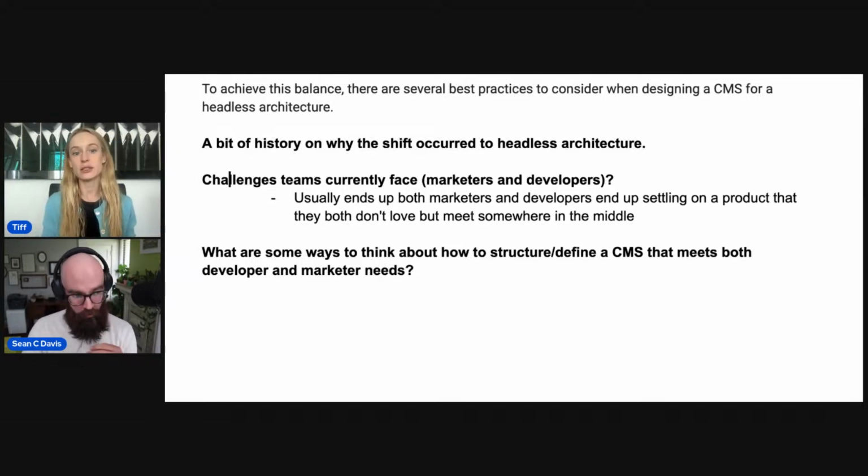Then next is the challenges teams currently face, teams meaning marketers and developers. And then I would like to go into some ways to think about how to structure and define a CMS that meets both of these needs of developers and marketers.